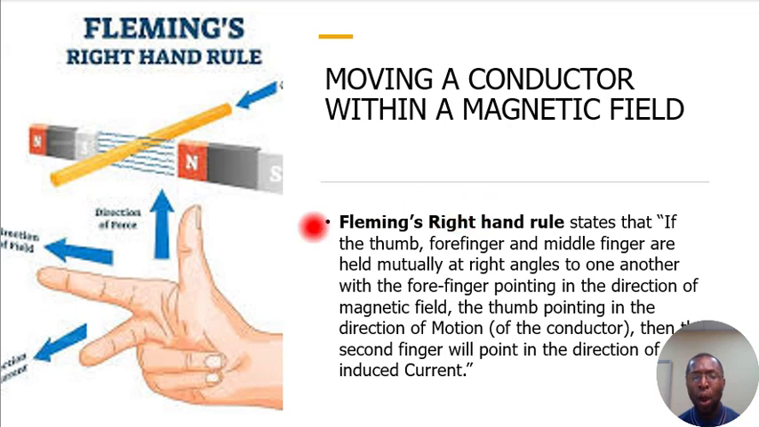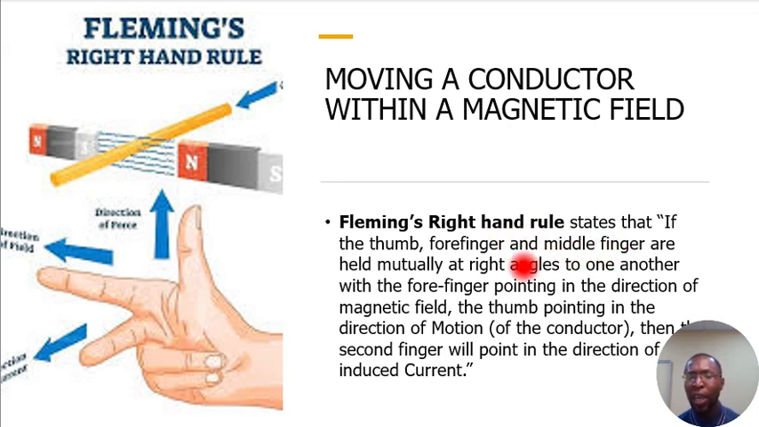So when there is a movement of a conductor into the magnetic field, what is being observed? There is still an induction of current. There is still induced current, and Fleming's right hand rule will help us to understand it better.